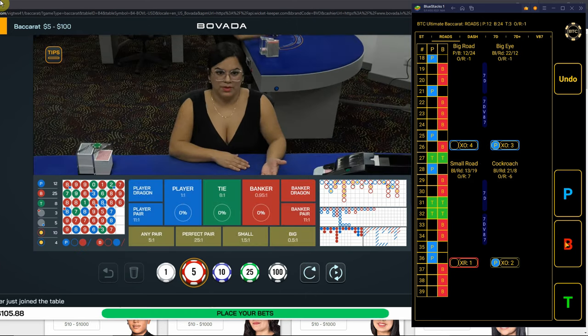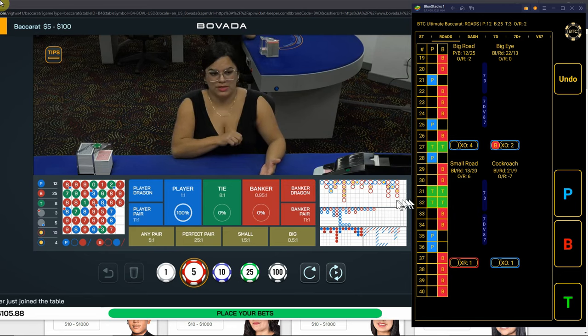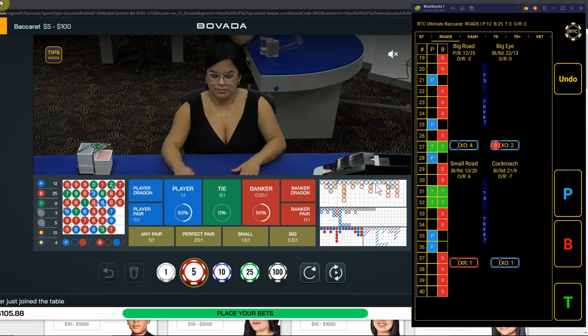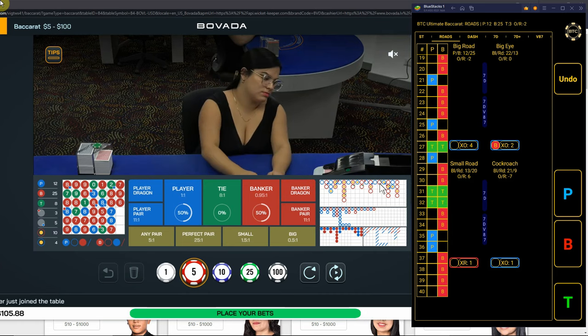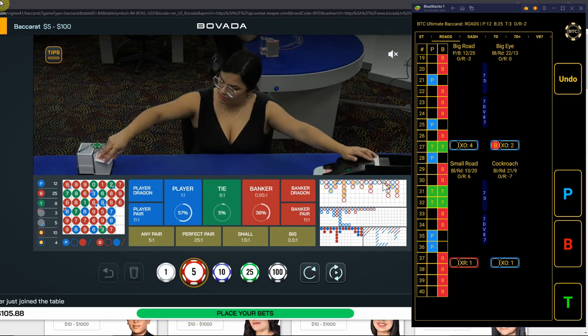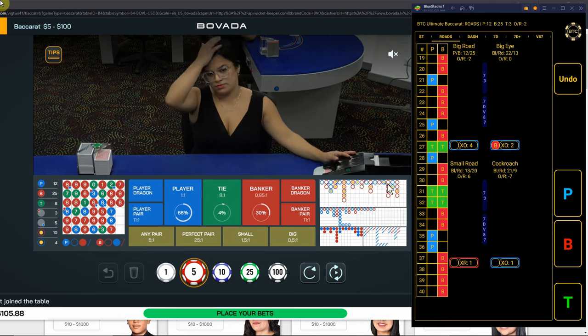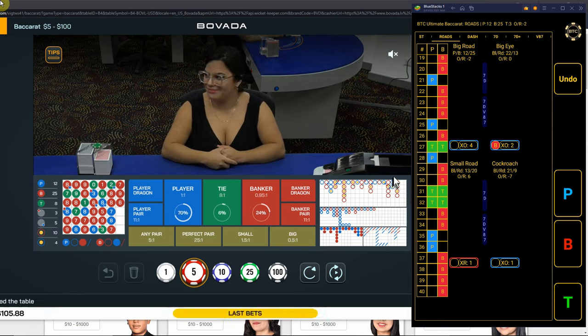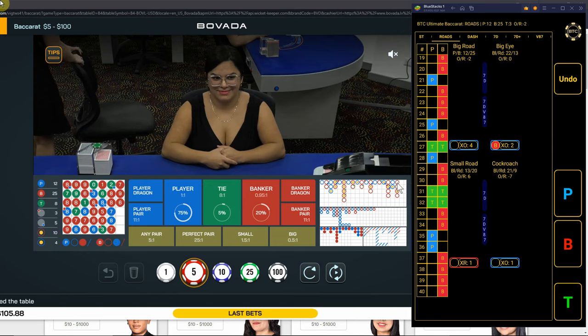But we've flipped into an XTB repeat pattern here. The XTB repeat pattern is single, followed by a single, followed by a single. Now this is an XTB opposite, which is the single player followed by a multiple banker. But then we go back to a multiple, followed by a multiple, followed by a multiple.